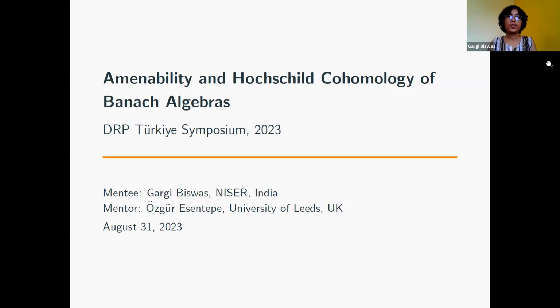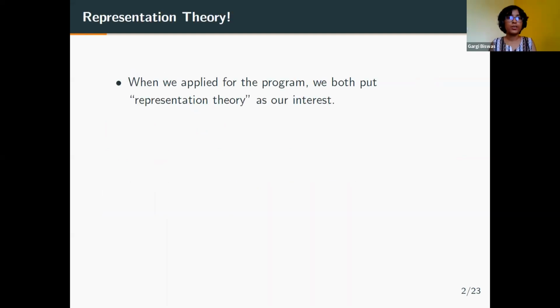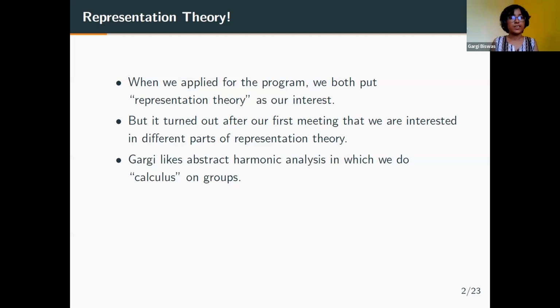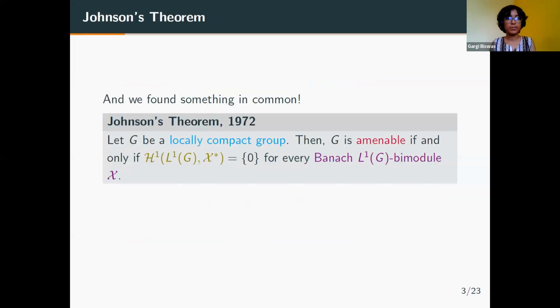So today I'll talk about amenability and Hochschild cohomology in Banach Algebras. So why did we choose this topic, first of all? When we applied for the program, we both put representation theory as our interest, but it turned out later that we were interested in very different parts of representation theory. Gargi likes abstract harmonic analysis, in which we do calculus on groups in some sense, and Oscar likes module theory and homological algebra, which can be seen as a generalization of linear algebra. So we tried to find something in common, and we actually found something in common.